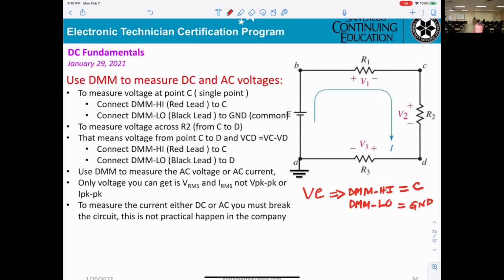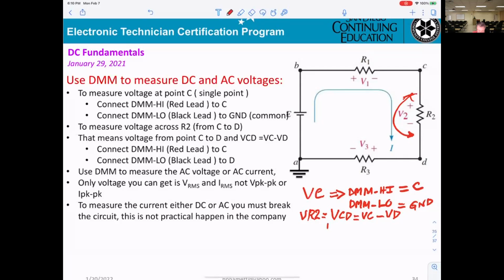Okay, so they want to measure the voltage across here. That means VR2. If we're looking into the circuitry, VR2 means the voltage from C to D. That will be VCD, same thing, VC minus VD. That's very, very basic. We are measuring the voltage across R2, that means the voltage from C to D, and VCD must be equal to VC minus VD.